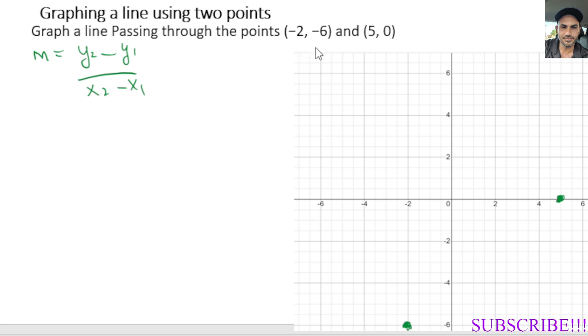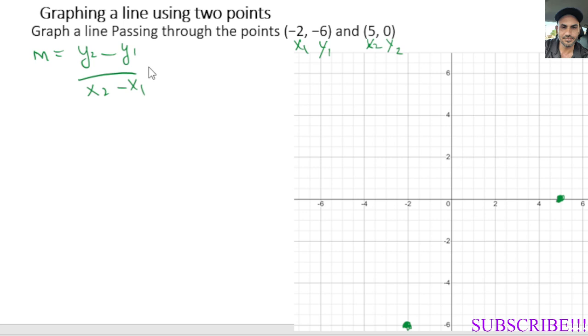Okay, now let's mark our x2 and x1 from these 2 points. So the smaller x value is -2, so this is going to be our x1. So this is our x1, and this is our y1. This is our x2. This is our y2, okay?